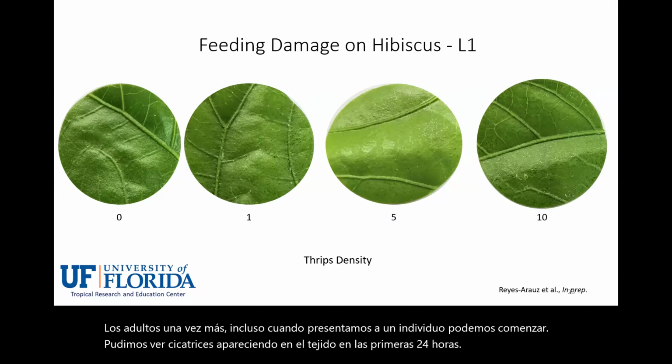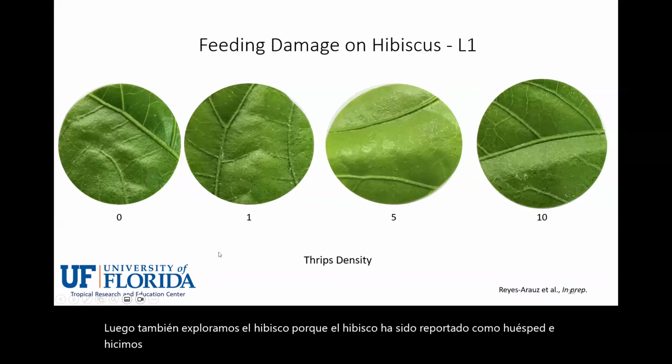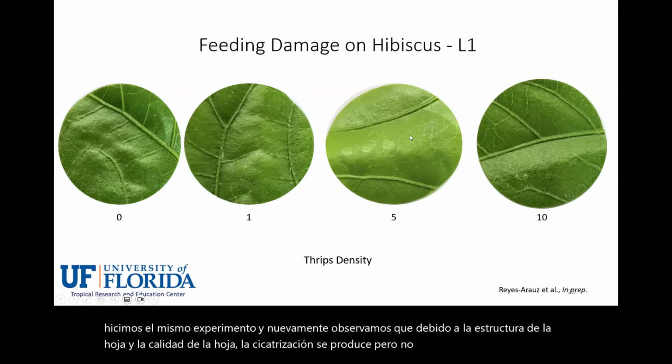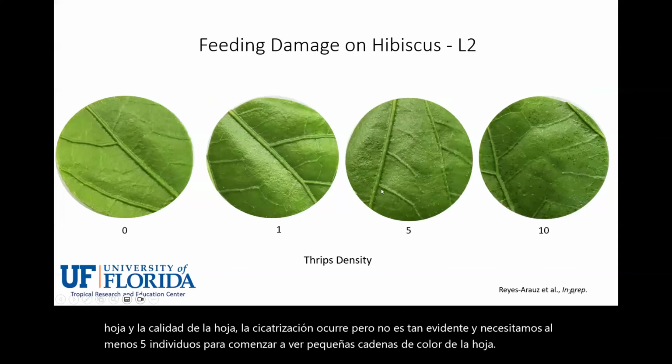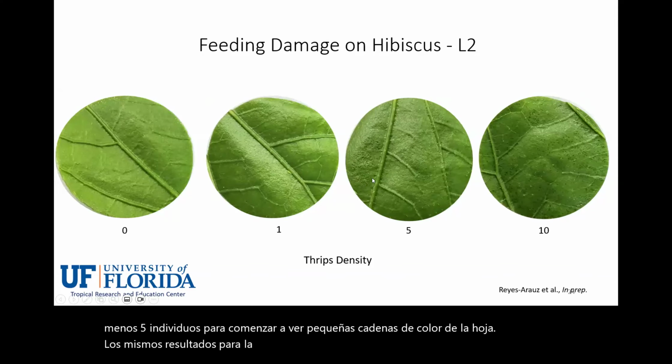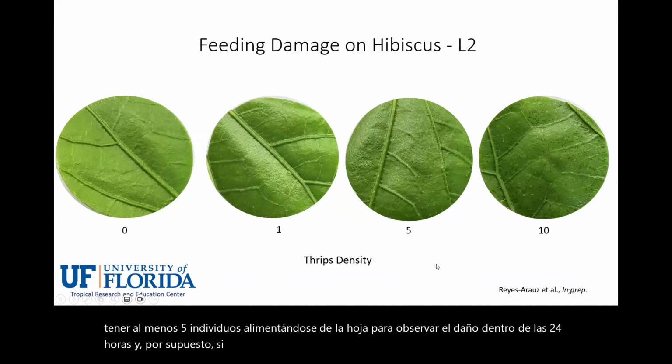Then we also explored hibiscus, because hibiscus has been reported as a host, and we did the same experiment. And again, we observed that because of the structure of the leaf and the quality of the leaf, the scarring occurs, but is not as evident. And we need at least 5 individuals in order to start seeing small change of color of the leaf. Same results for the second instar larvae. We really need to have at least 5 individuals feeding on the leaf in order to observe damage within 24 hours. And of course, if we have 10 individuals, the damage is more evident.